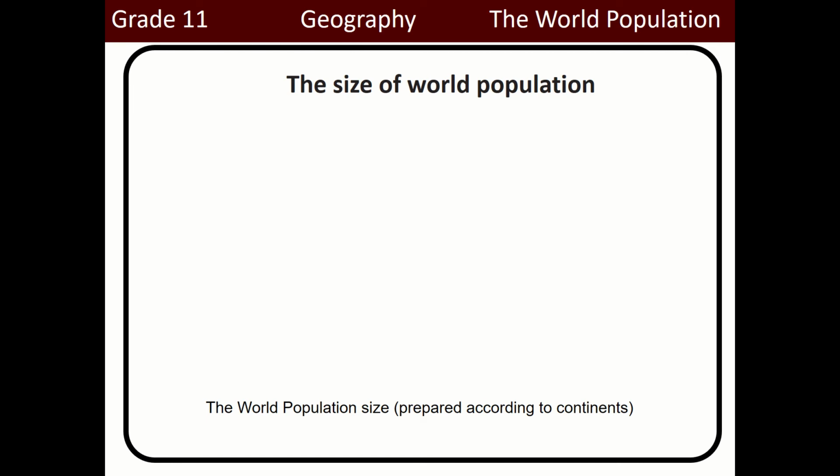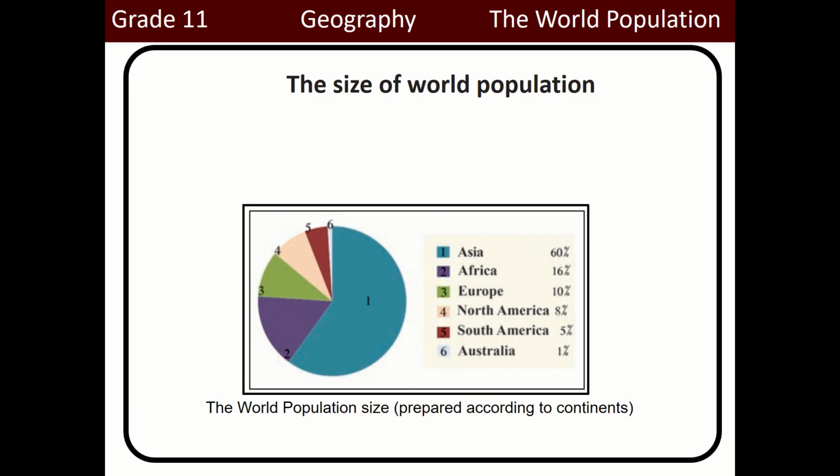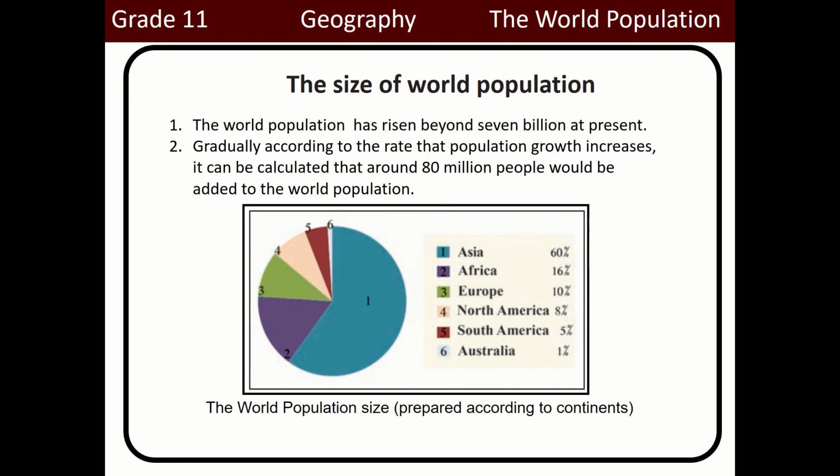The size of world population. Over 200 years ago, the world population was very low. However, the world population has risen beyond 7 billion at present. Gradually, according to the rate that population growth increases, it can be calculated that around 80 million people would be added to the world population.